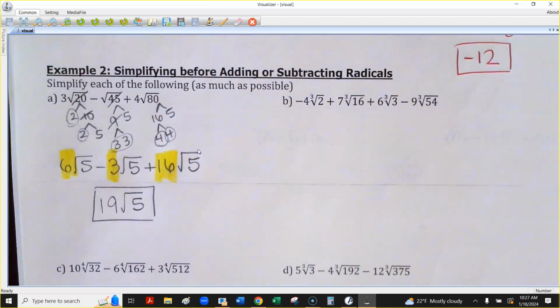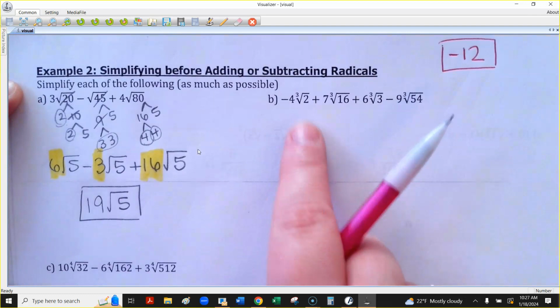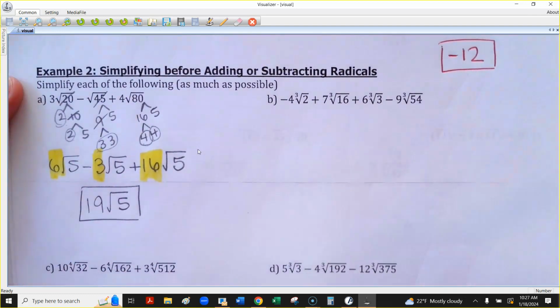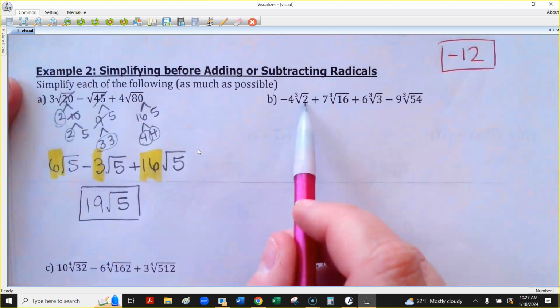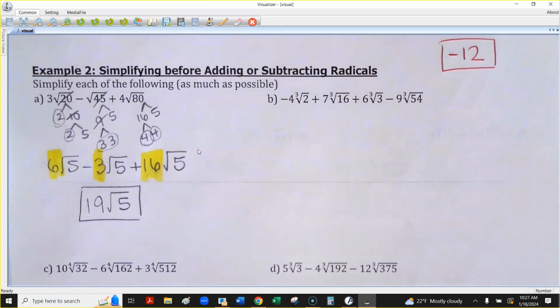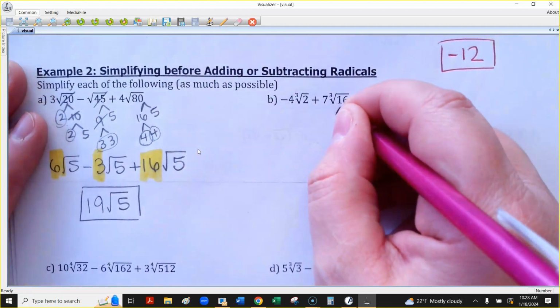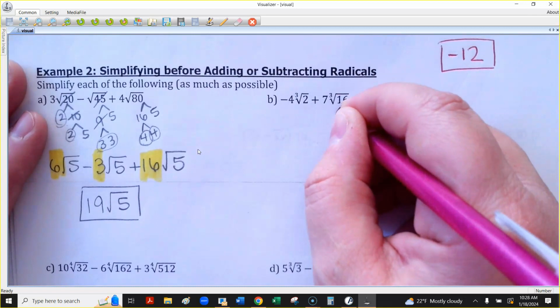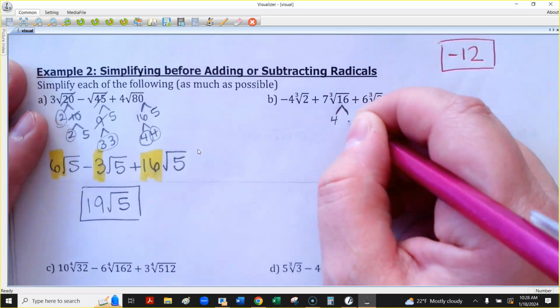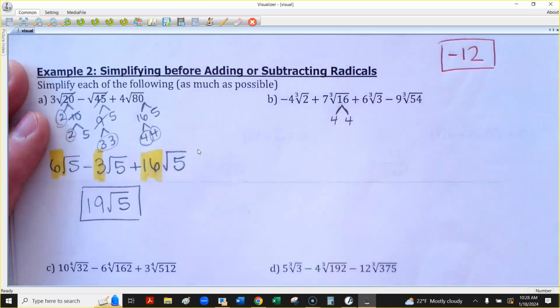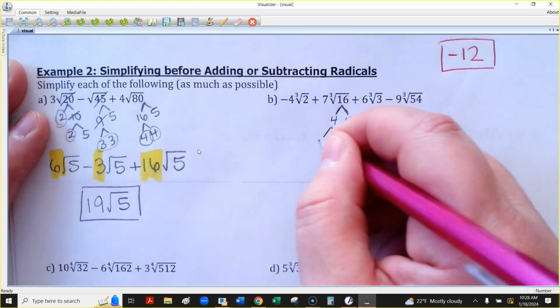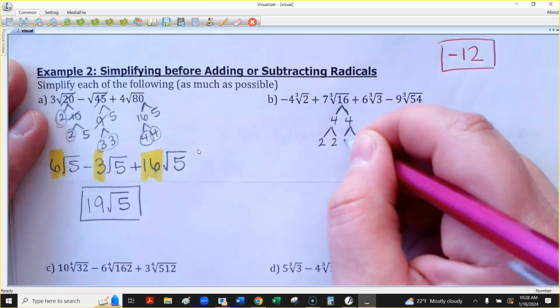Does anybody have a question? Okay. Now, if I look at this one, these are all cube roots. So remember, when you break these down, you want to take out a group of 3. So there's nothing you're breaking 2 down with. So I'm just going to leave that first one alone. 16, I'm just going to do right from the jump. Let me do 4 and 4. And we'd have 2 and 2, 2 and 2.